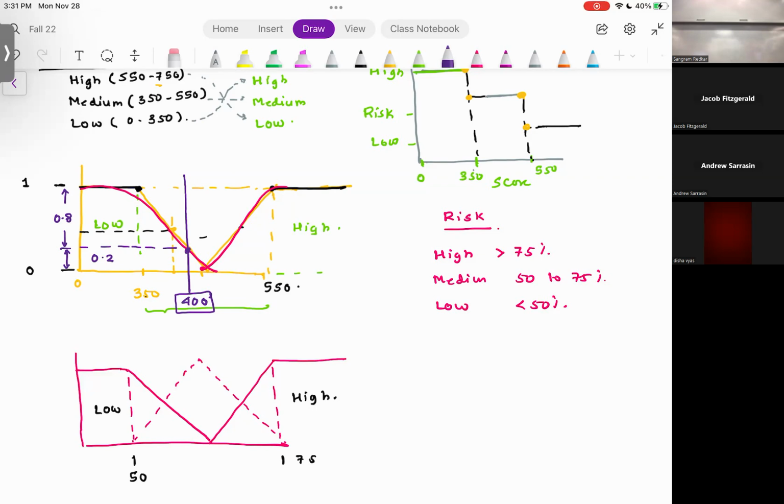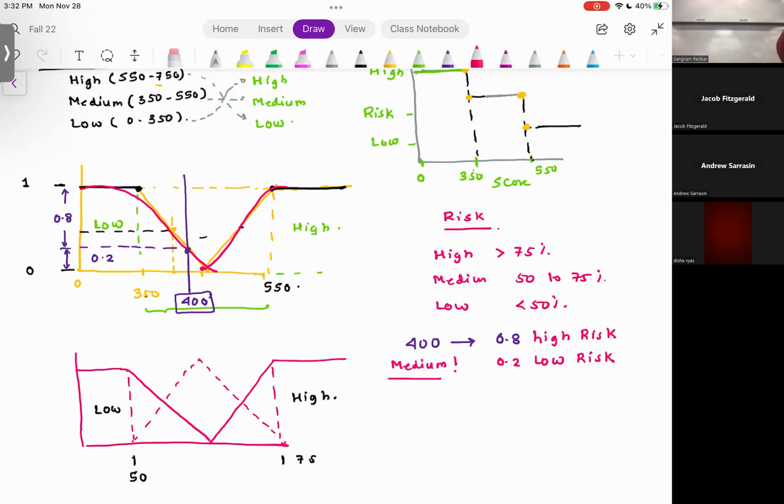So for example, what it means is, and this is very important, if you have a credit score of 400, you are 0.8 high risk and 0.2 low risk. So this ambiguous statement, which was medium, I have now encoded into: if you have a credit score of 400, you are 0.8 high risk and 0.2 low risk.